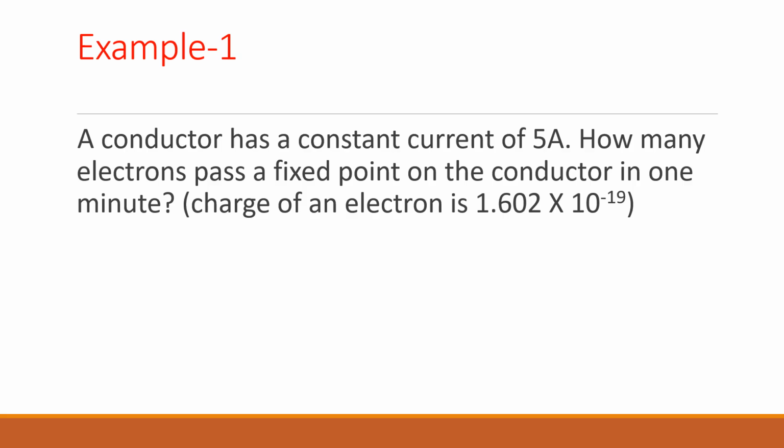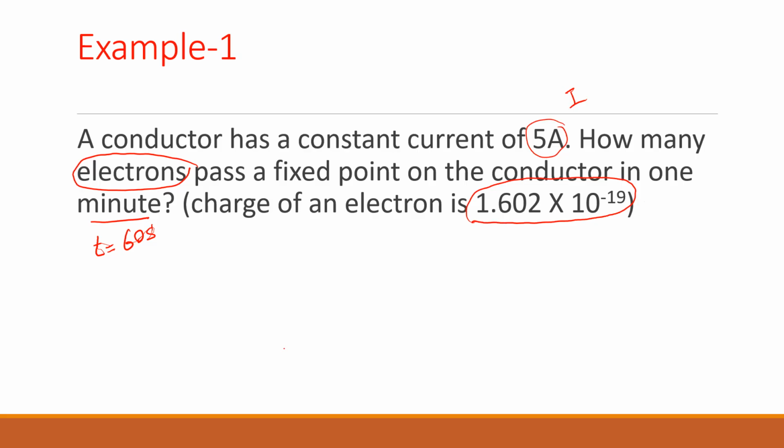Let's do a small example to get familiarized with the previous equation. A conductor has a constant current of 5 amps, so they have given us the I. How many electrons pass a fixed point on a conductor in 1 minute? So the time also is given to us. The time is 1 minute, but in the previous equation we have to substitute the time in seconds, so the time should be 60 seconds. And they are asking us to find the number of electrons. And they have given us the charge of an electron, 1.602 times 10 to the negative 19 coulombs.